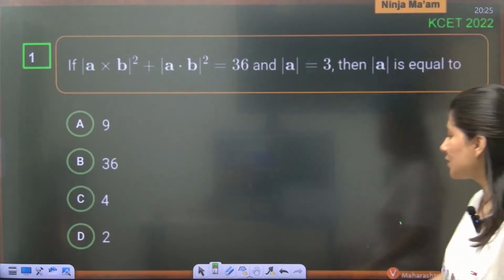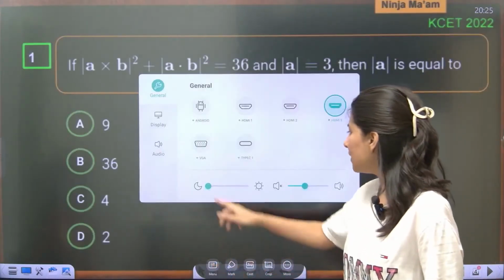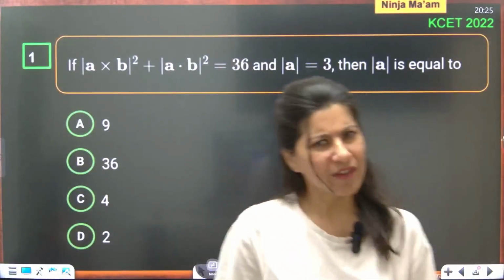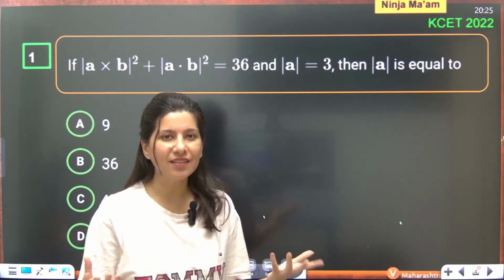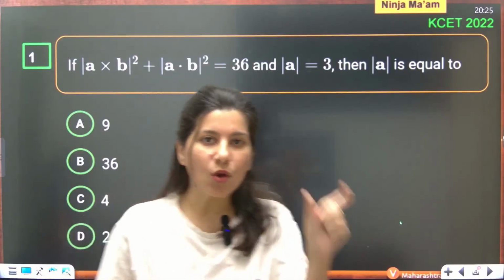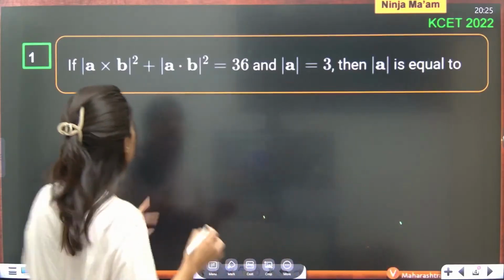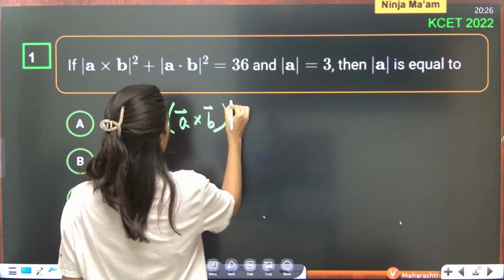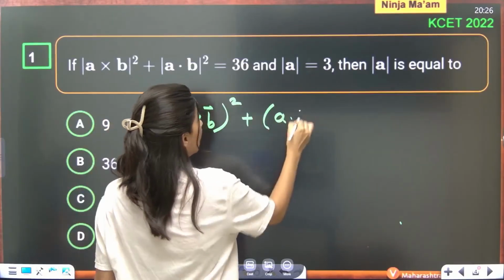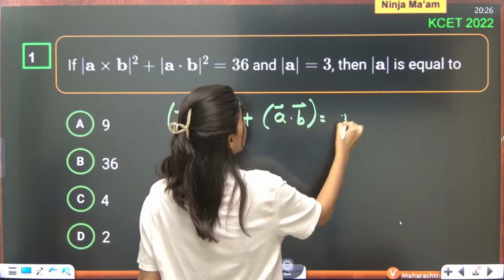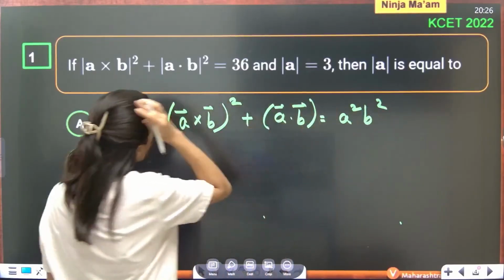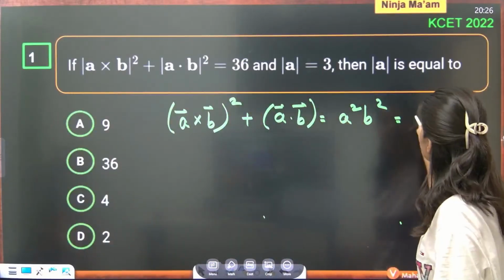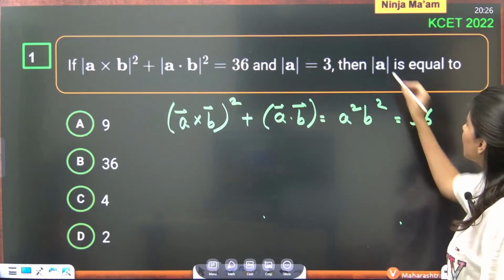The very first question, let's start, which is from vector and 3D geometry, my dear students. And this is a KCET PYQ. Very easy question based on Lagrange's identity, or you can say relation between cross and dot product. So you need to know the relation between cross and dot product. Let me just show you the formula. A cross B whole square plus A dot B whole square is equal to A square B square. Right here, can you see that this is nothing but, as per this question, 36. That means A square B square is 36.